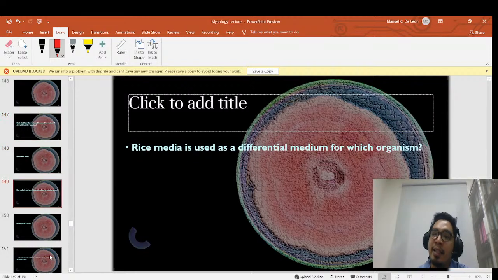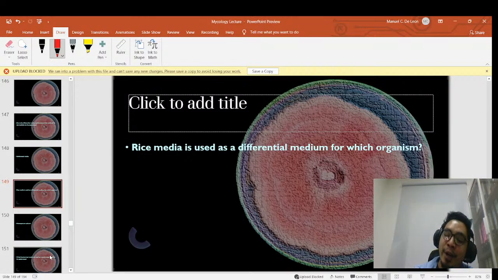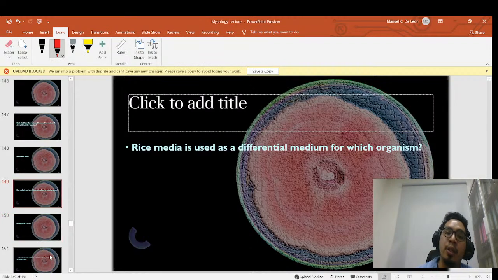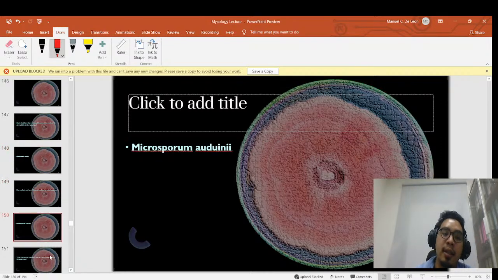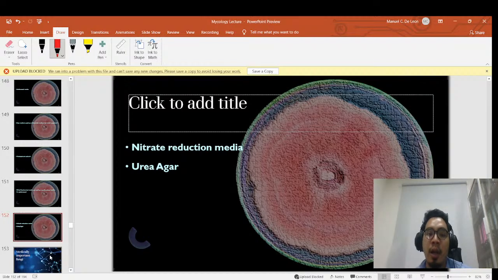See, for plant-based or food-based culture media, definitely mycology. All right. So rice media is used for the isolation of what? Microsporum audouinii. Please remember this one because it is usually asked on examinations. Biochemical media used as a confirmatory test: there are two. We have the urease and the nitrite reduction agar.